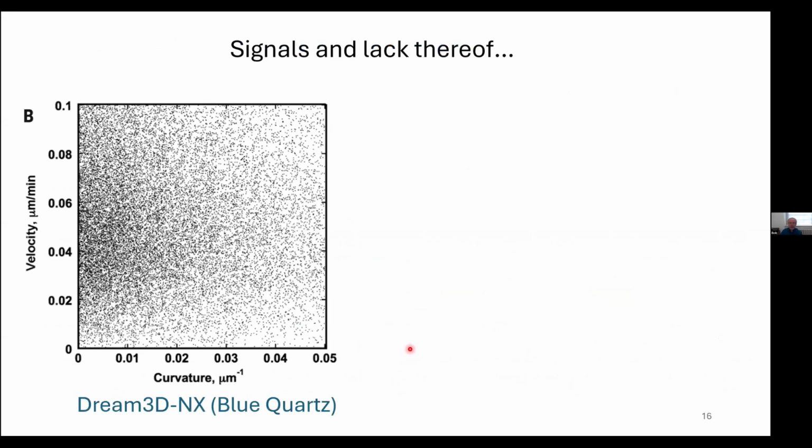So just to illustrate the negative result, here is plotted the grain boundary velocity as a function of the curvature of that grain boundary. And again, there are 52,000 points. I'm not sure if they're all here or not, but that's not a very strong correlate.